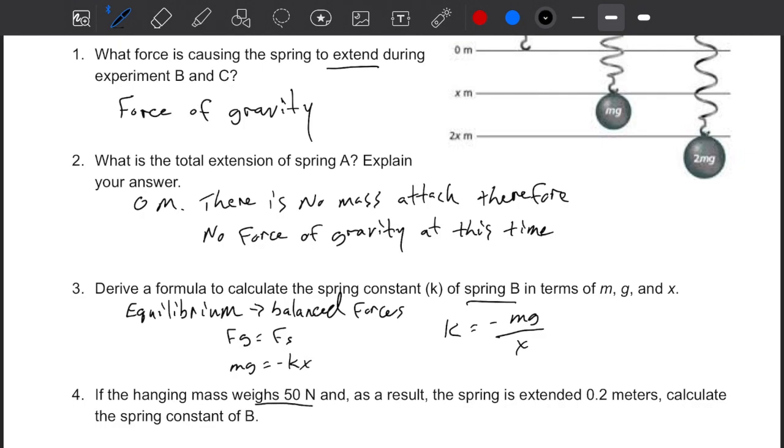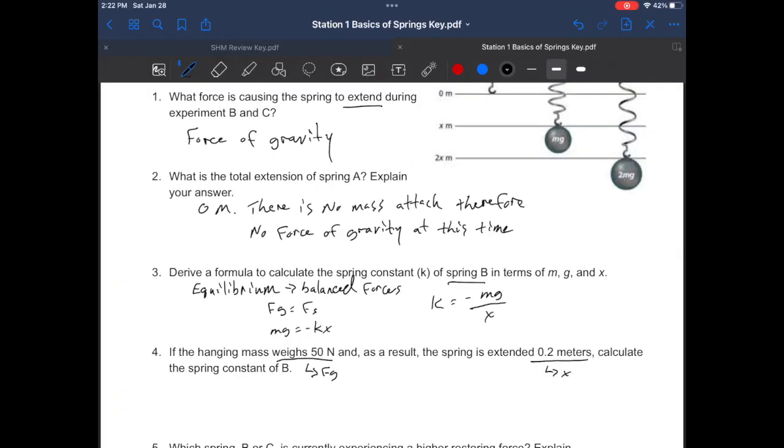If the hanging mass weighs 50 newtons, remember that's the force of gravity, that's not the mass. As a result, the spring is extended 0.2 meters. That is your x, your displacement. Calculate the spring constant of B. From our formula above, we have 50 divided by 0.2. And 50 divided by 0.2 should get us 250 as our spring constant.